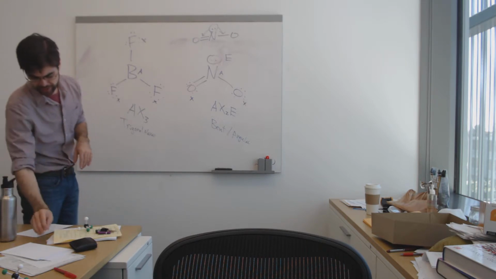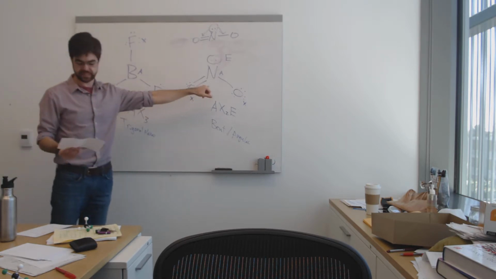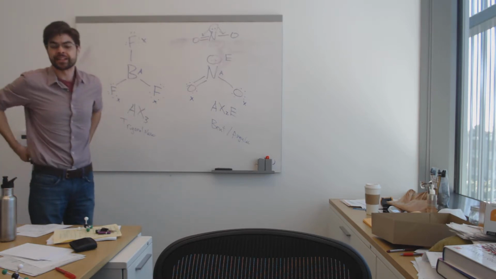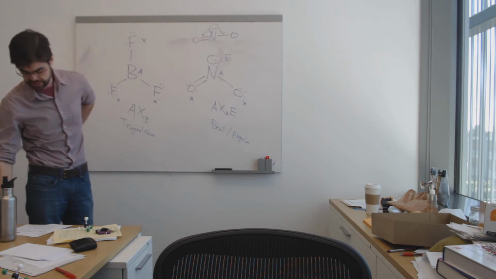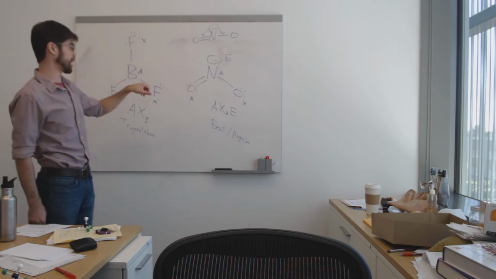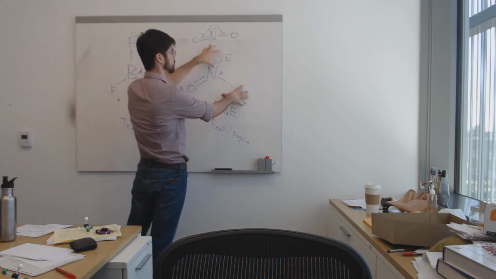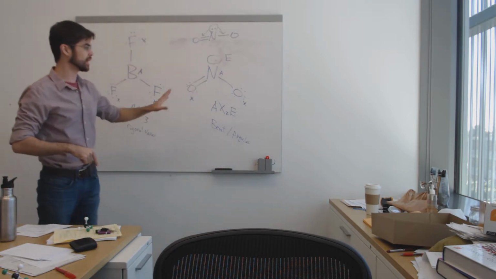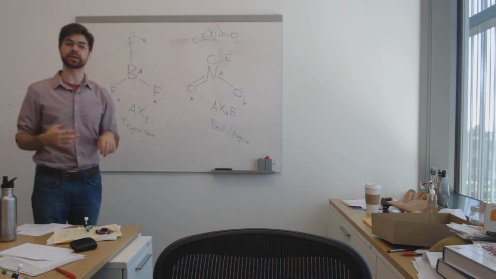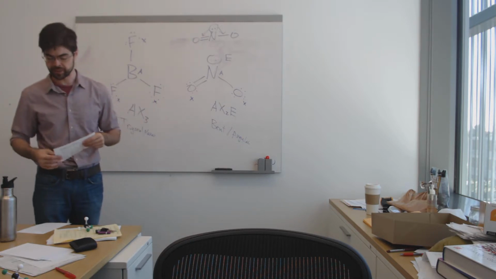Now, in terms of VSEPR theory and predicting things, I would say that these guys have the same basic geometry, or sometimes I would say they have the same electron group geometry, in the sense that they do have three regions of electron density around the central atom. 1, 2, 3, where the third one here for the nitrite ion is this lone pair. So they both have the same steric number, so that's the main column down here. Steric number is just the number of things around your central atom.